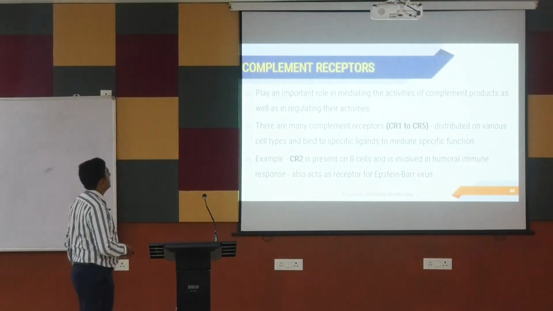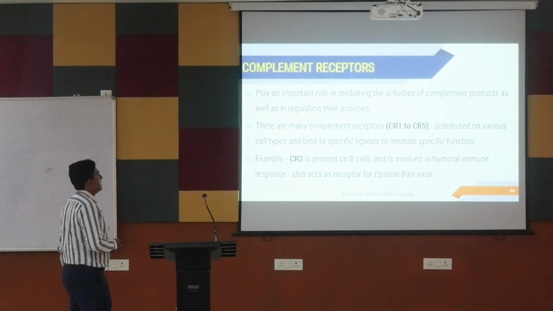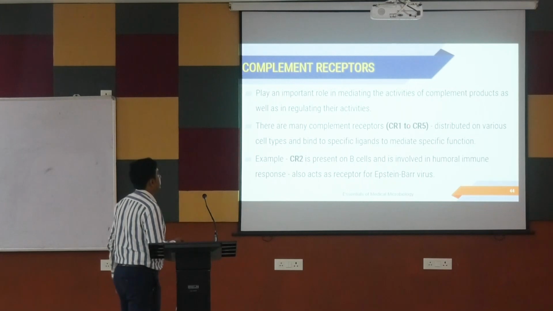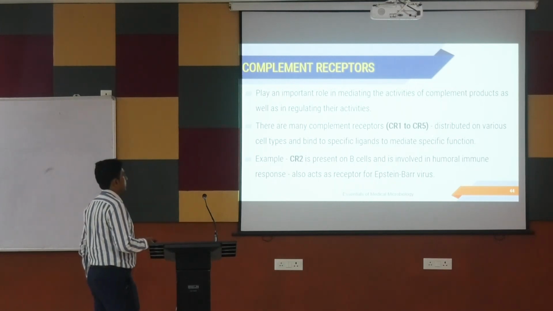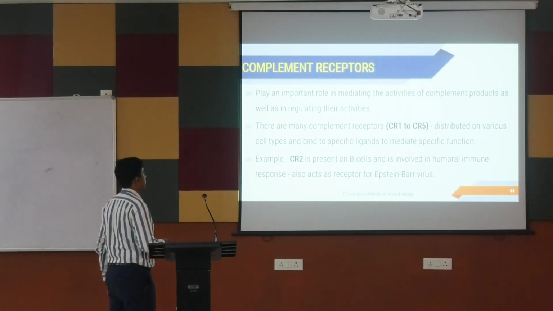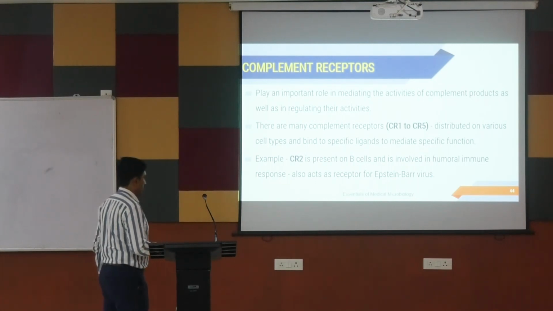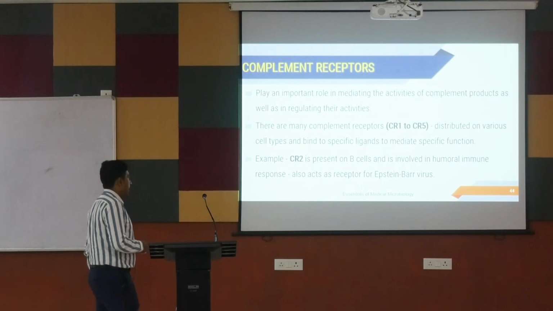What are the complement receptors? They play an important role in mediating the activities of complement products. There are many complement receptors like CR1 to CR5 distributed on various cell types. For example, CR2 is present on the B cells and involved in humoral immune response. And they also act as a receptor for Epstein-Barr virus.